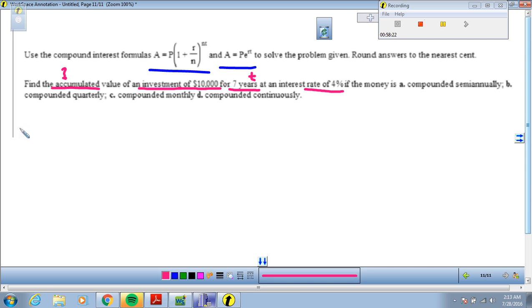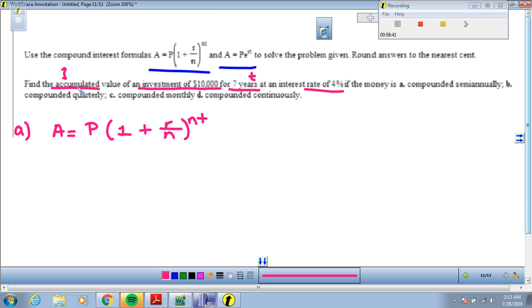So okay, let's do it piece by piece. A, compounded semi-annually. It doesn't say the word continuous. That is my hint to know that I'm going to use the formula that looks longer than the other one. When it does not say the word continuously, just compounded semi-annually, compounded quarterly, whatever, it's this long formula. You need to know what's what.